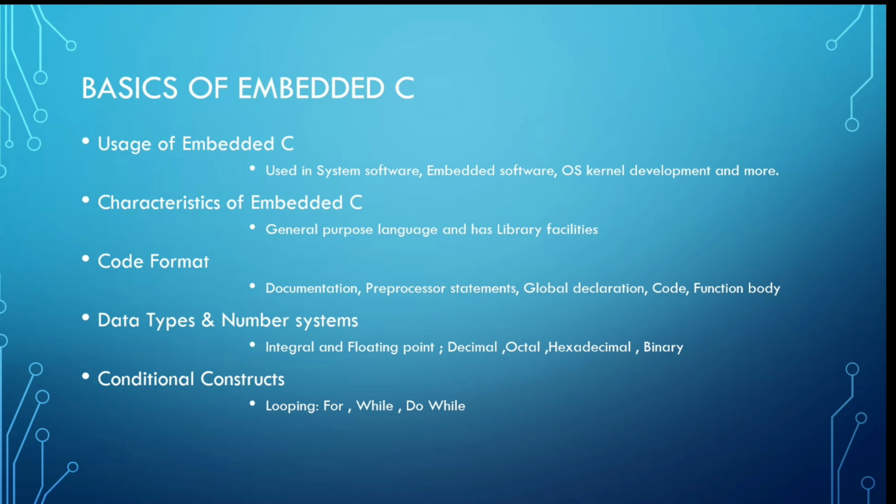In the basics of embedded C, we learned the usage of embedded C. The main areas where embedded C is used are development of system software, embedded software and OS kernel development. Regarding the characteristics of embedded C, it is a general purpose language and has many library functions, which is very important. The format of embedded C has documentation, preprocessor statement, global declaration, main code and the function body.